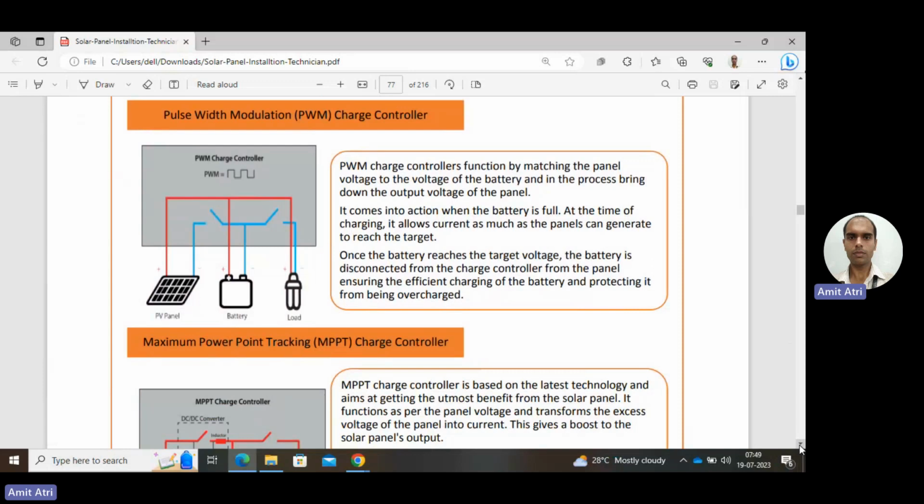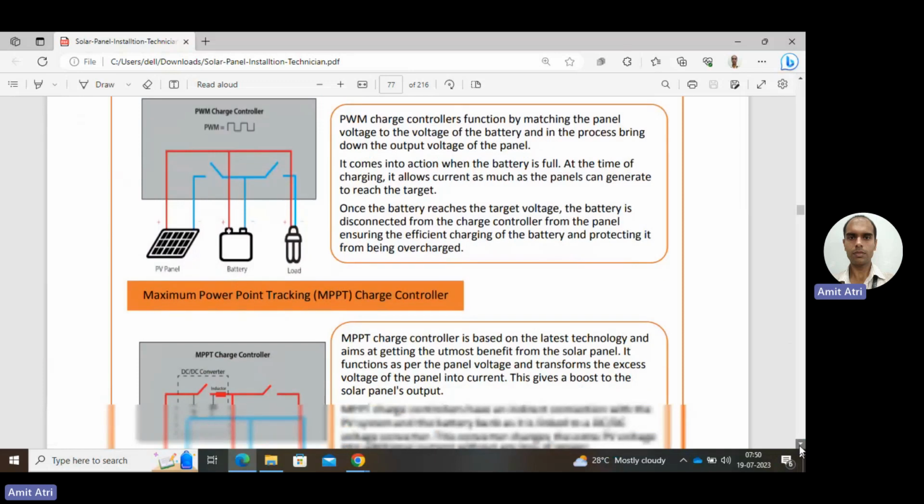At the time of charging, it allows as much current as the panel can generate to reach the target. Once the battery reaches the target voltage, the battery is disconnected from the charge controller to avoid discharging, obviously, ensuring efficient charging of the battery and protecting it from being overcharged.